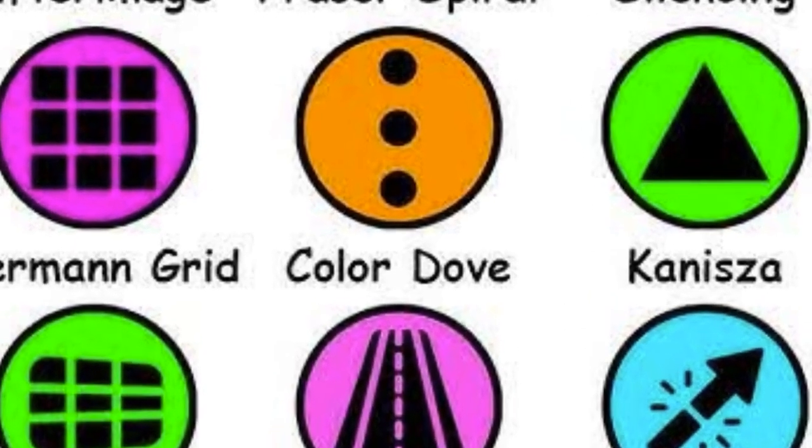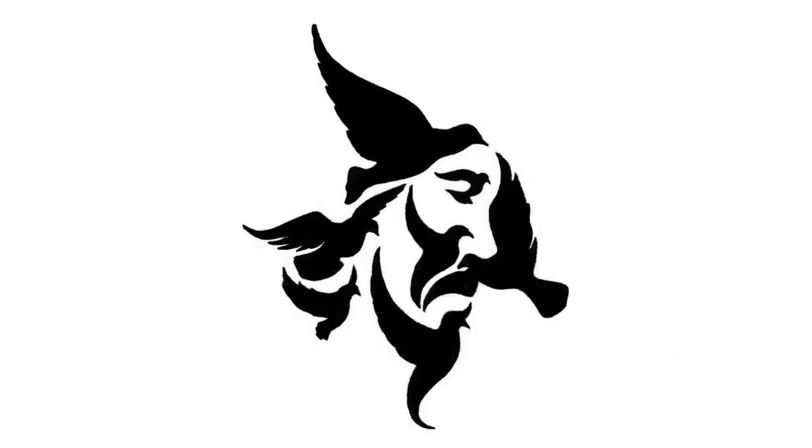Number 7. Color dove illusion. Focus on the 4 dots in the center. This illusion uses afterimage mechanisms to create existing images, like faces. You should be seeing a picture of Jesus right about now.